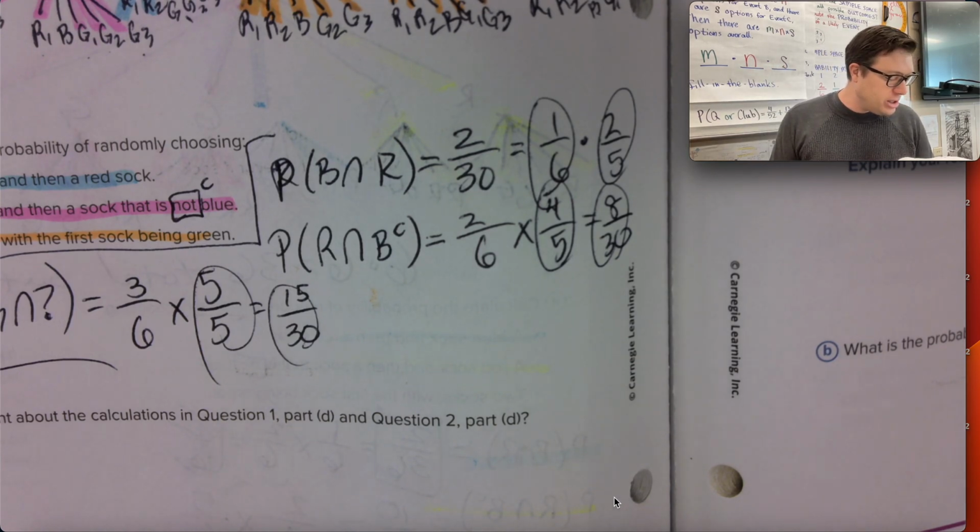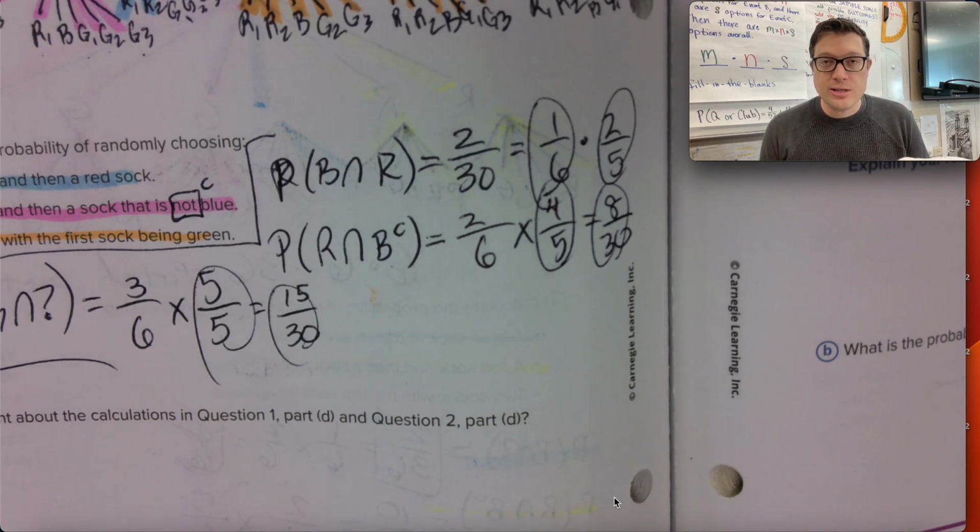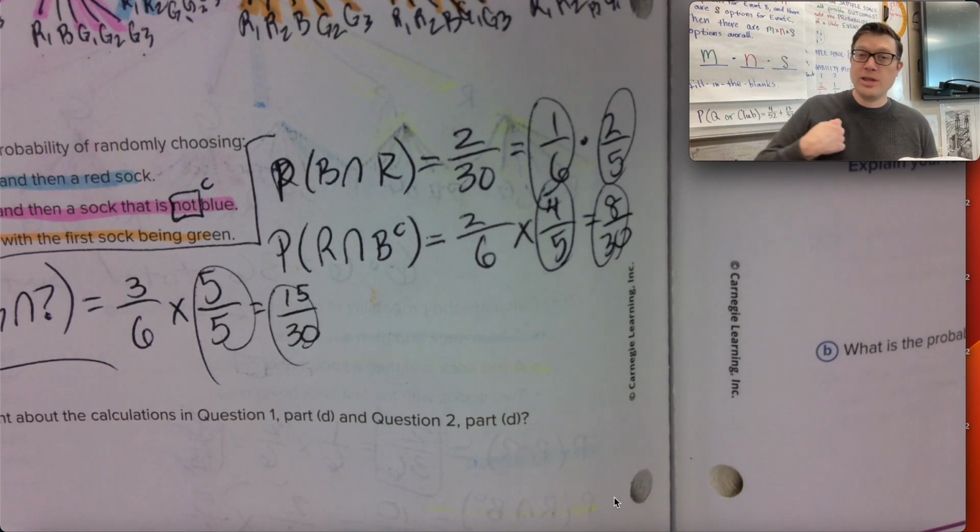What's different about the calculations in question 1 part D and question 2 part D? The options available for the second event. In question 2, there are fewer options because we are not replacing socks. I'm going to write that. You're going to write that.